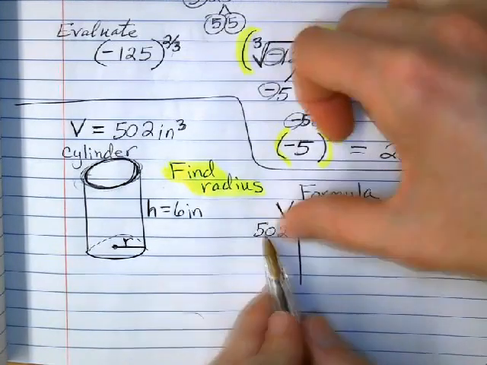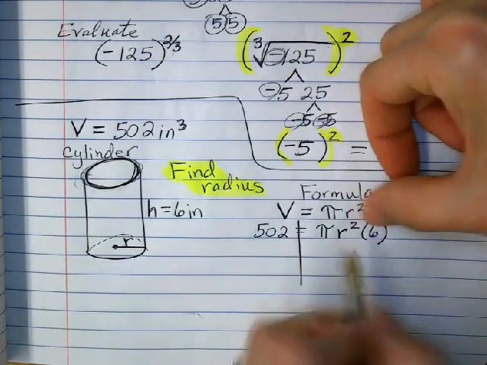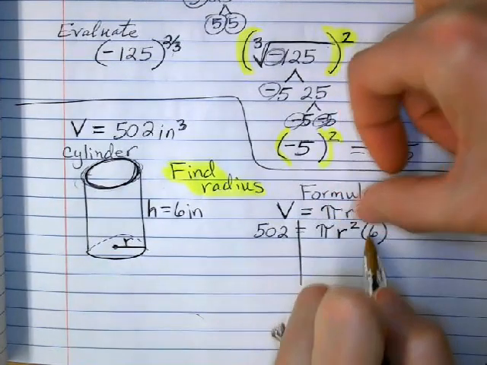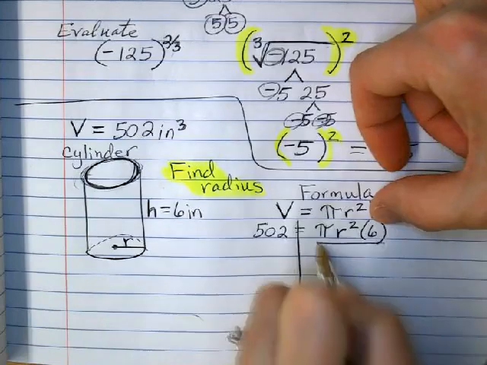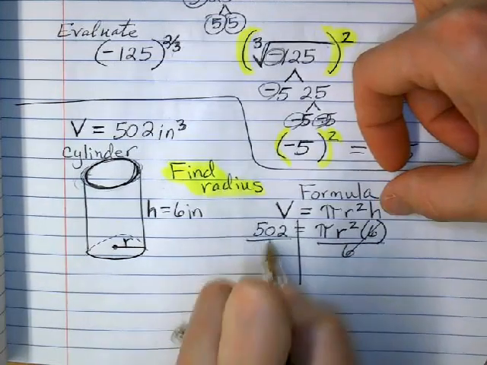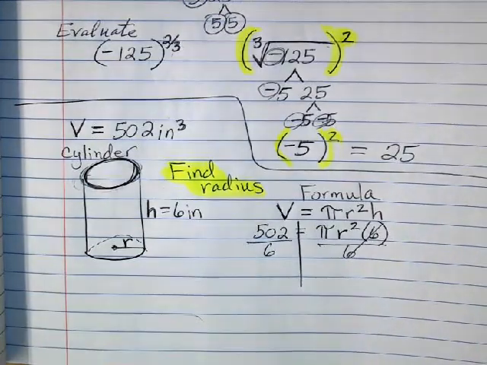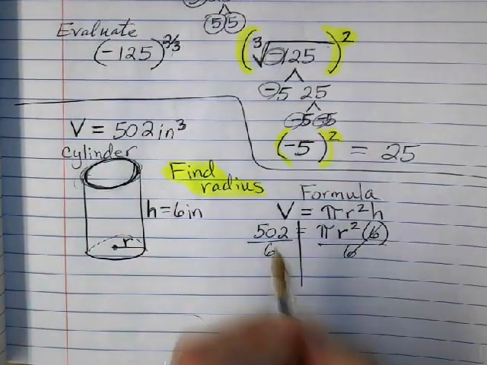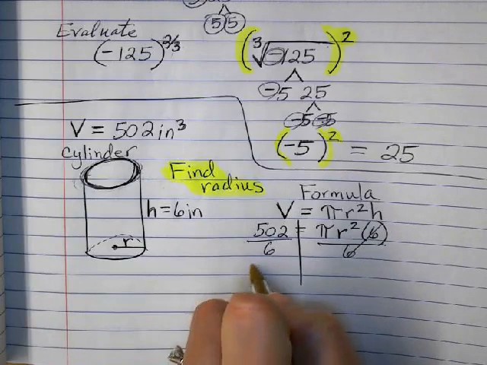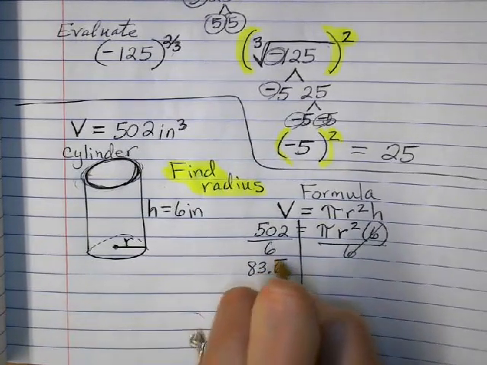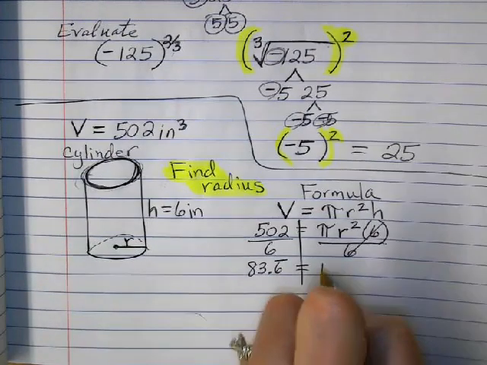Well, say that again. Yeah, this is times, you guys, multiplying things together. So she said divide by 6. Yeah, if you divide by 6 first, you do the opposite of multiply, you divide. That's right. So 502 divided by 6. Okay, so I do that and I got 83.6 repeating. And then I have pi r squared still.